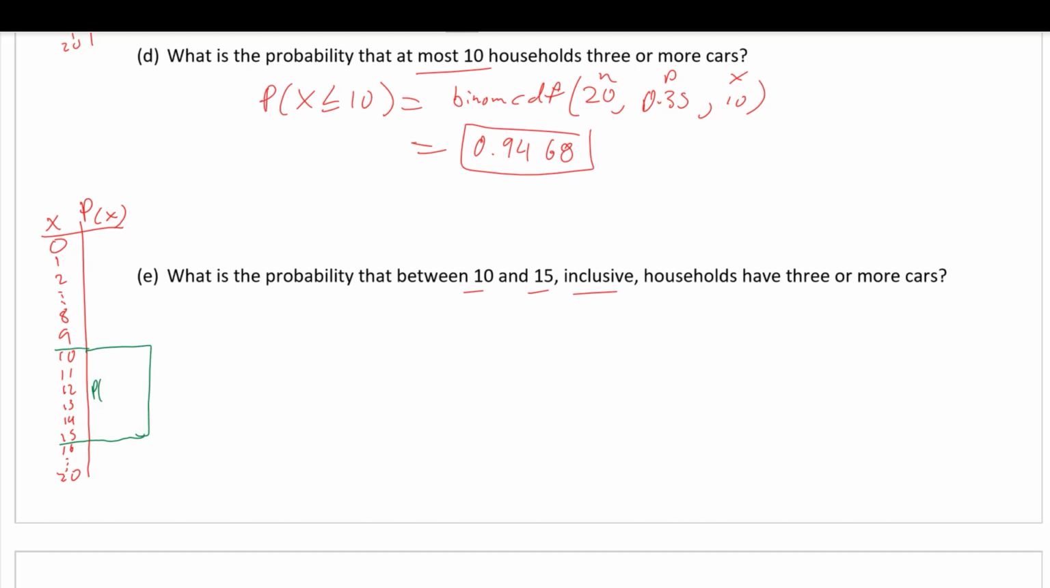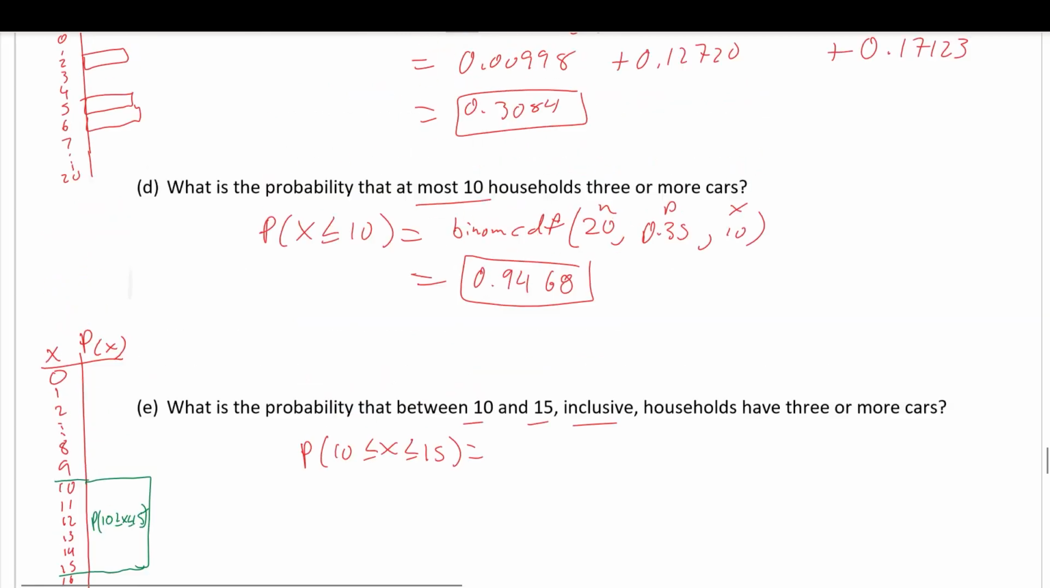In symbol format, the way you write that would be this: the probability that X is between 10 and 15. That's how you would write that in symbol format. Now how would you do this? Well, one way is just to do binomial PDF for all 6 of these, and then you're done. 10, 11, 12, 13, 14, 15. You can do that. You get 6 terms, add them all up. Kind of like what we did up here, right?